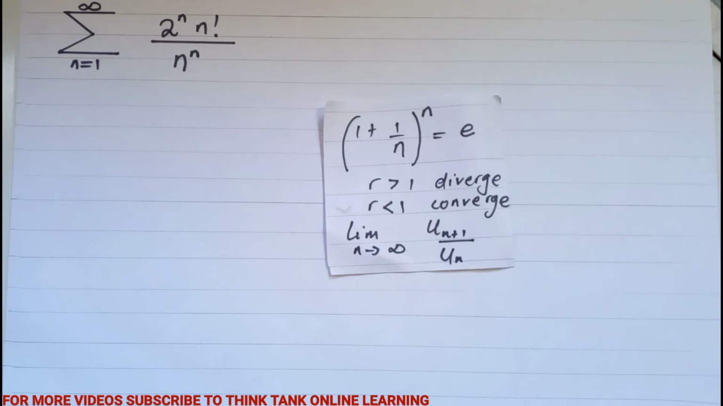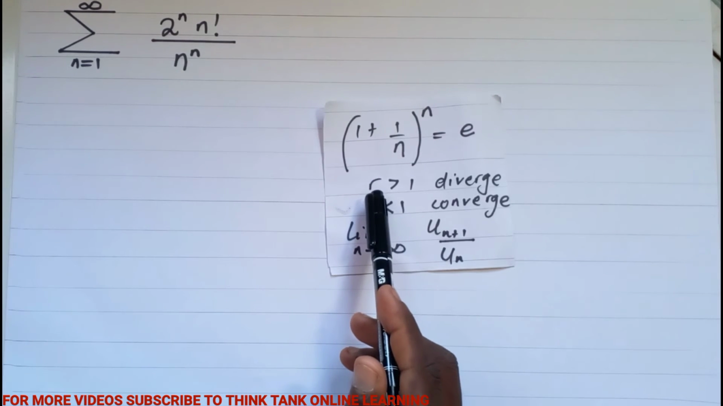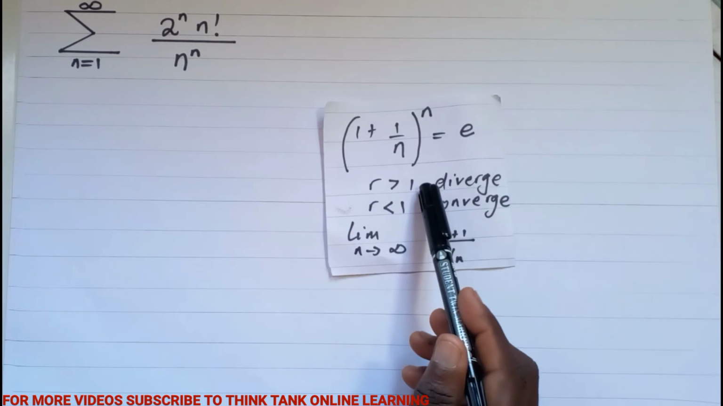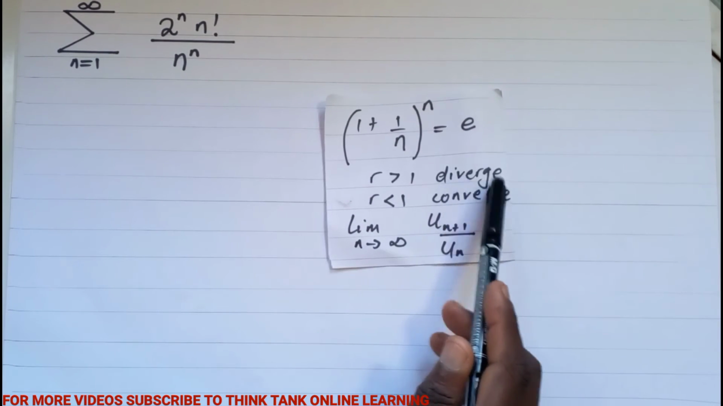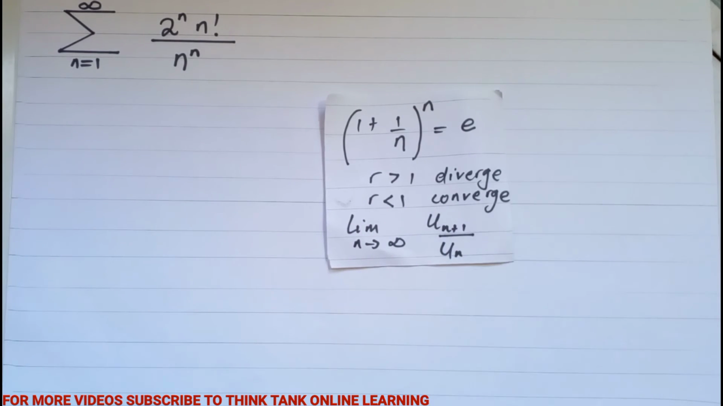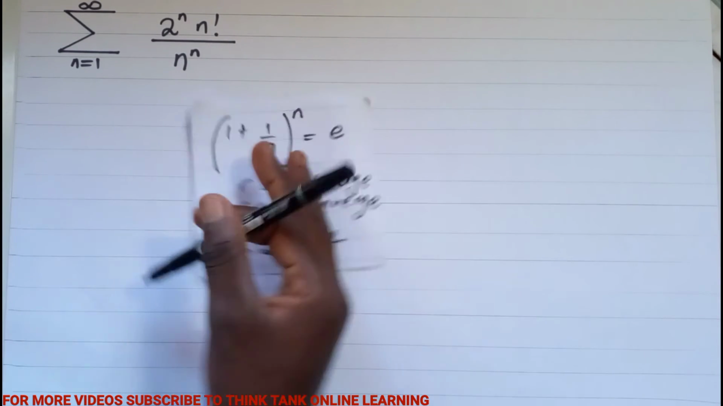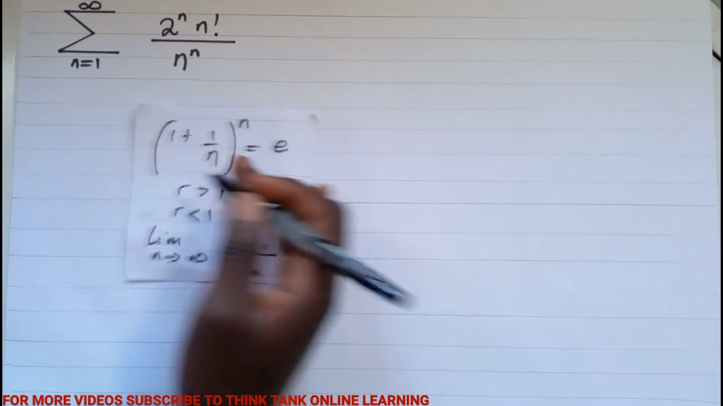On the ratio test, you should just remember this. If we evaluate our limit and get a number greater than 1, and our limit in this case is r: if r is greater than 1, the series diverges, and if r is less than 1, the series converges. You should know this result. The ratio test, let me write it here.